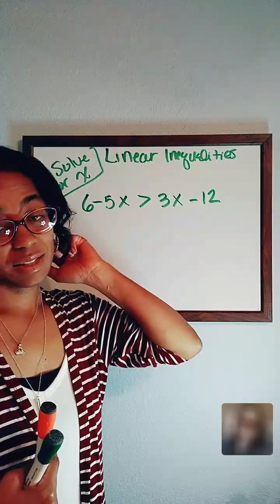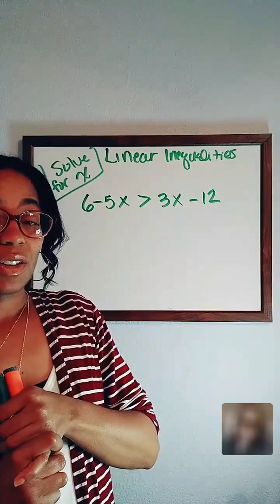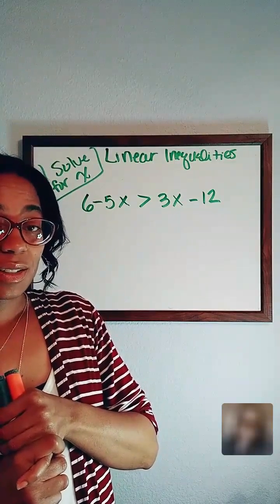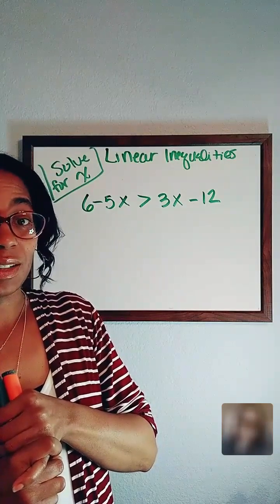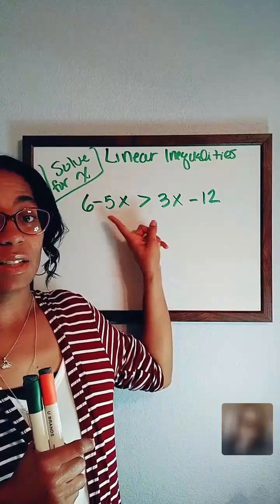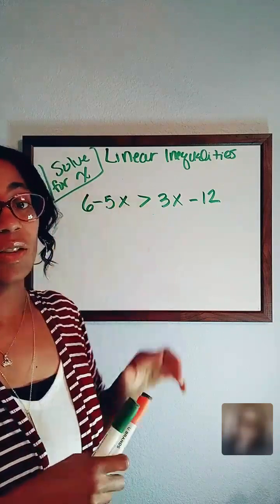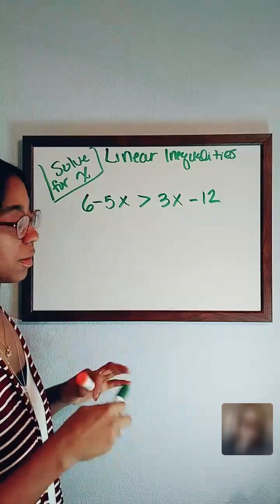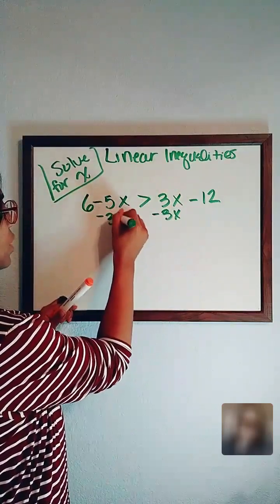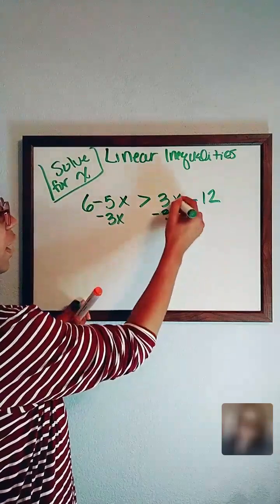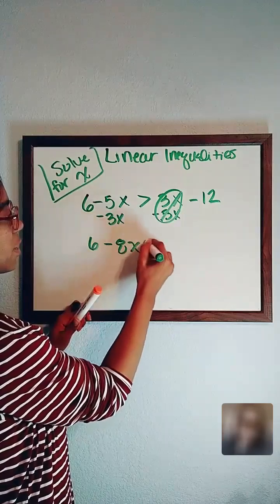So let's go. Do y'all want me to move this 5x, or do y'all want me to move the 3x? Put the variables, yeah. I would put my x's on the left side all the time for this. So I'm going to move the 3x. So let's go ahead and subtract 3x from both sides. It's fine that you have a negative. No big deal. Okay, so this is going to zero out. You got 6 minus 8x is greater than negative 12.